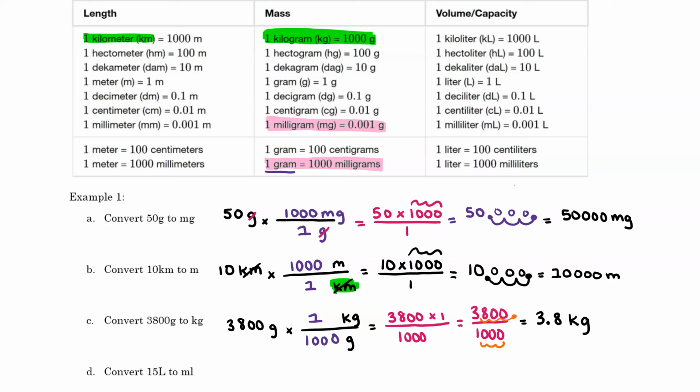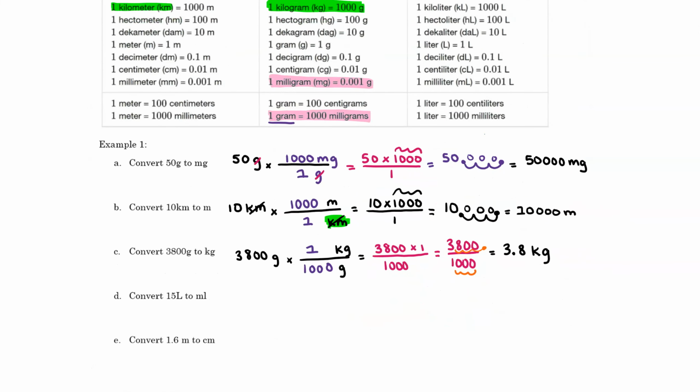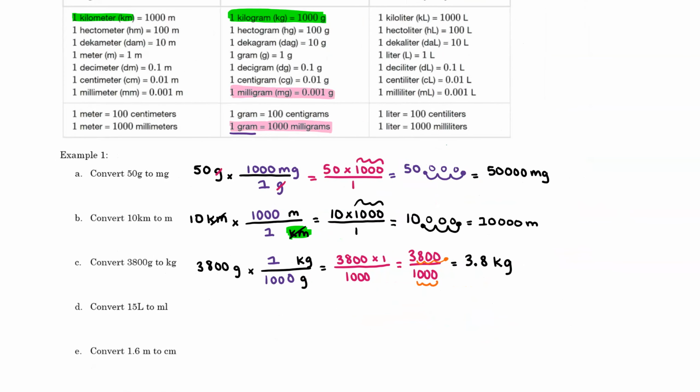Now, I want you to pay attention here that sometimes the numbers are getting bigger, meaning the decimal is moving to the right, and sometimes the numbers are getting smaller because the decimals are moving to the left. I want you to keep that in mind when we do these problems. So let's do 15 liters to milliliters.